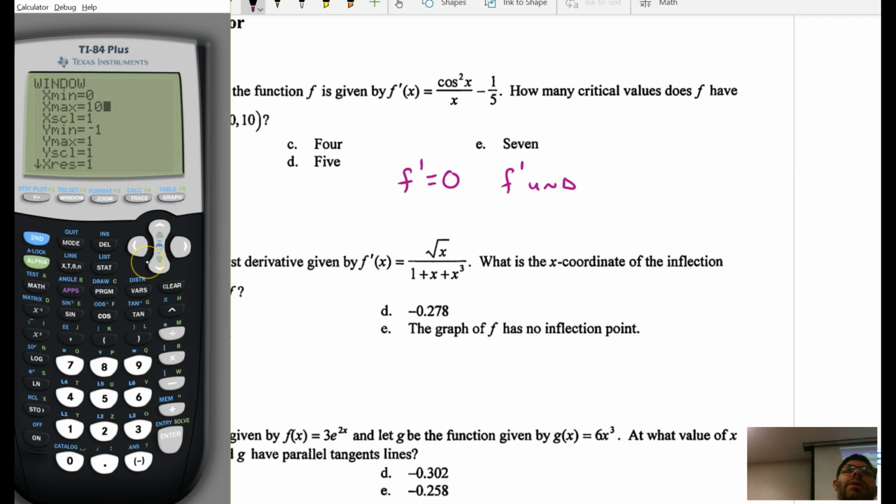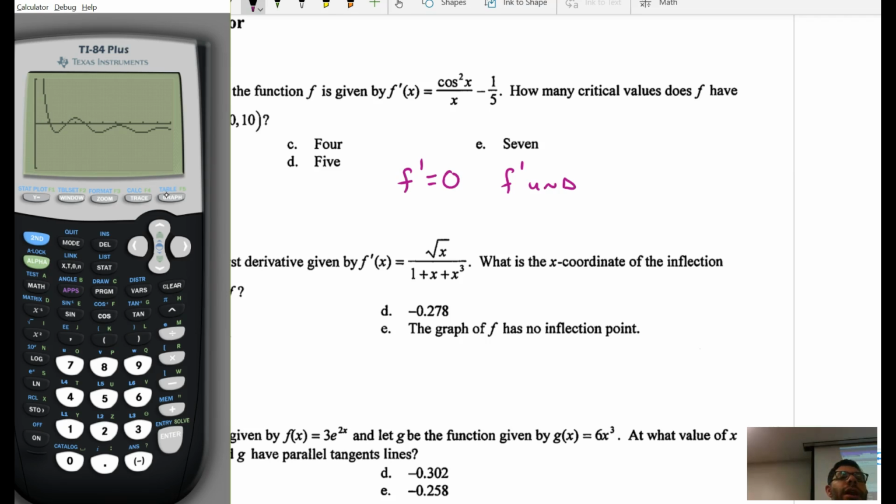What y values do I want to see? We only want to see 0. So we want to see where the function that we typed in, which is f prime, is equal to 0. So then I'm going to put my y min and y max as -1 to 1. And if I put my y min and y max as -1 to 1, then when I hit graph, what I see right in the middle of my graph is the y value that I'm interested in, which is the y value where f prime is equal to 0.